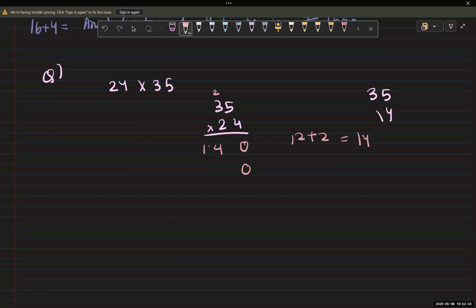So how much is 2 times 5? 2 times 5 is 10. So I'll write 0 and 1 will be the balance, and 2 3s are 6, plus 1, 7. Okay. So now the next step will be to add. So 0 plus 0 will be 0, 4 plus 0 will be 4, and 7 plus 1 will be 8. So our answer will be 840.